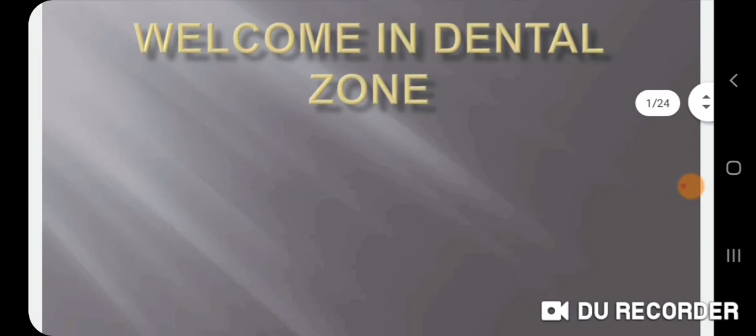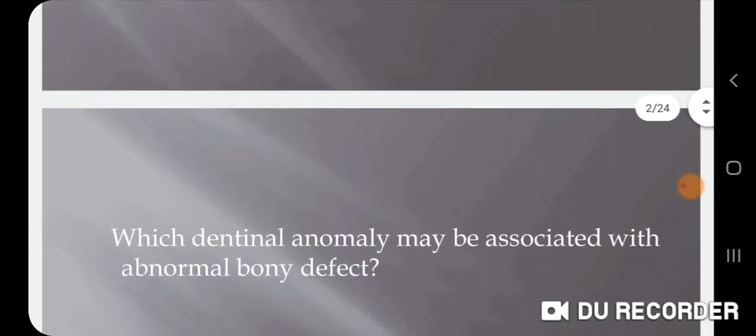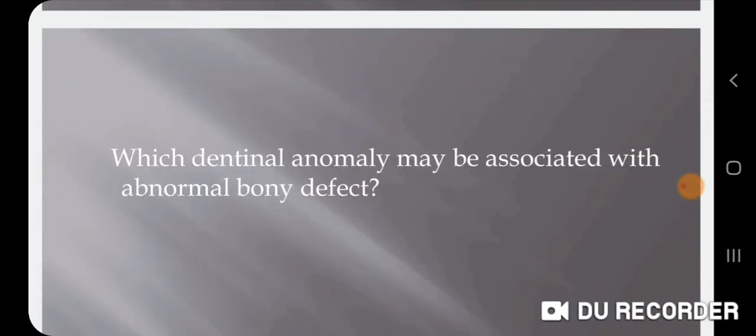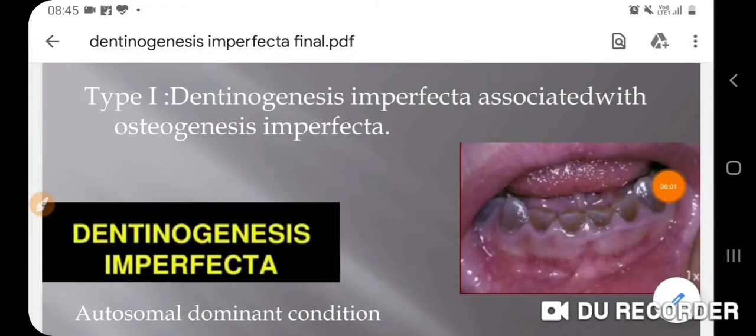Today I am discussing which dental anomaly may be associated with abnormal bony defect. And the answer is type 1 dentinogenesis imperfecta associated with osteogenesis imperfecta. Here, in this condition, this is Shields type 1 dentinogenesis imperfecta. It is associated with osteogenesis imperfecta, where the dentinal defect is associated with the bony defect.